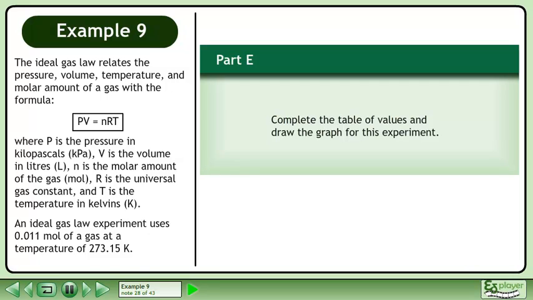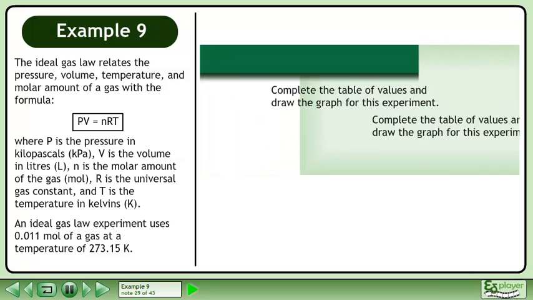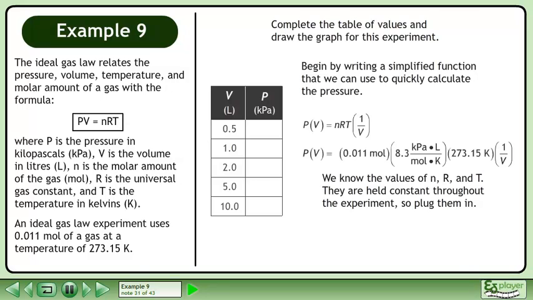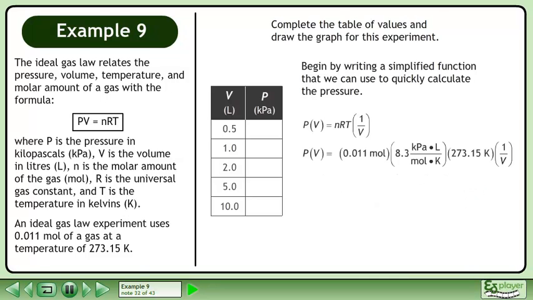In part E, complete the table of values and draw the graph for this experiment. Begin by writing a simplified function that we can use to quickly calculate the pressure. Rewrite the pressure function. We know the values of n, R, and T. They are held constant throughout the experiment, so plug them in. Multiply the constants to get 25 kilopascals times liters.